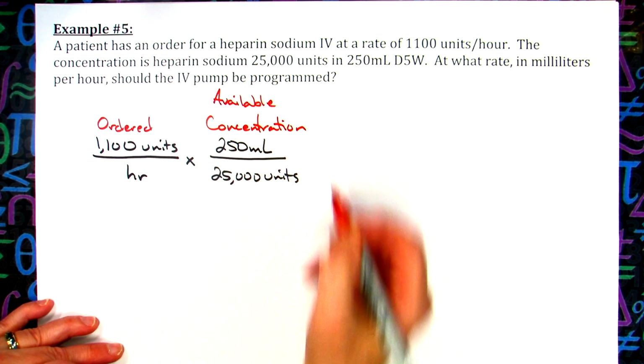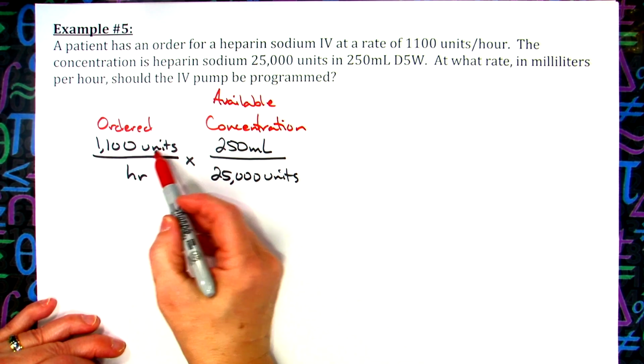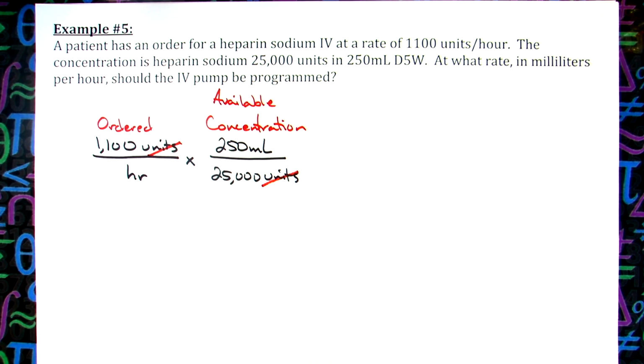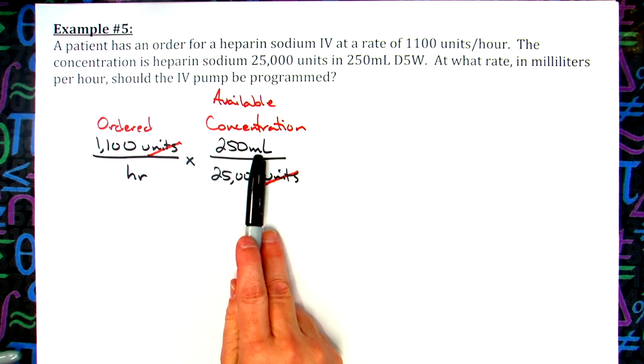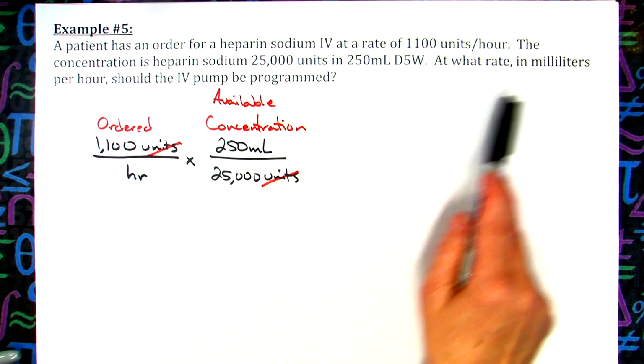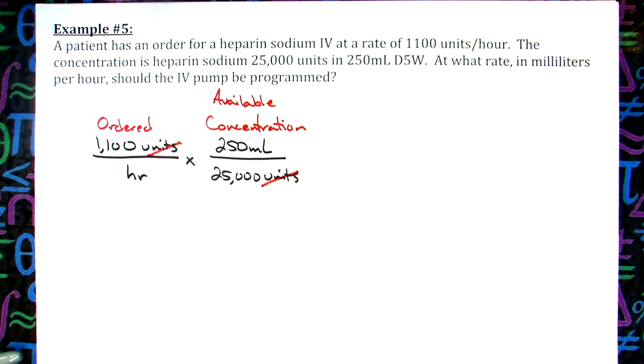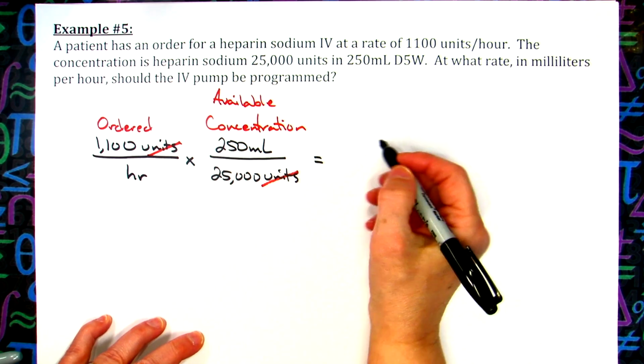And then I can see with my unit analysis that I've got units and I've got units. The units are going to cross out. If I then check my labels, I've got milliliters per hour. That's what they wanted, milliliters per hour. So then I should be good to multiply straight across the top, multiply straight across the bottom.